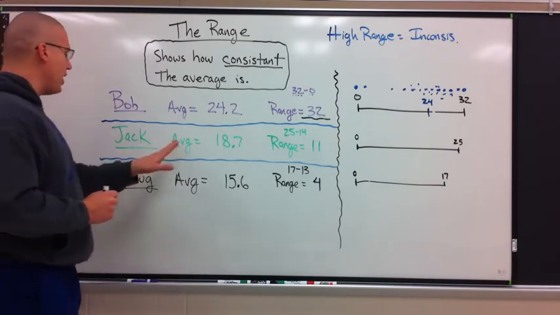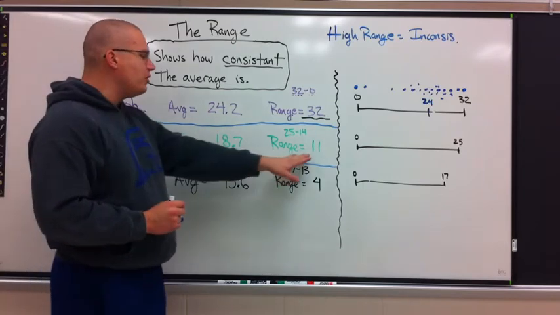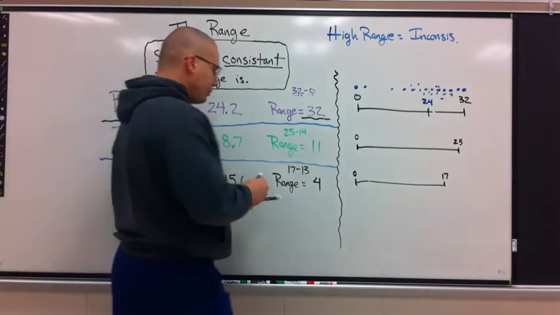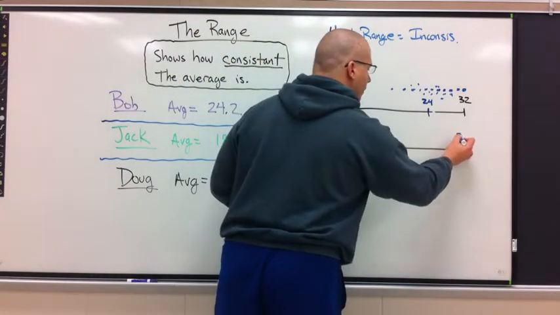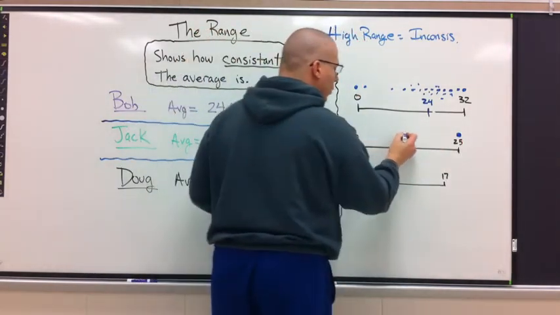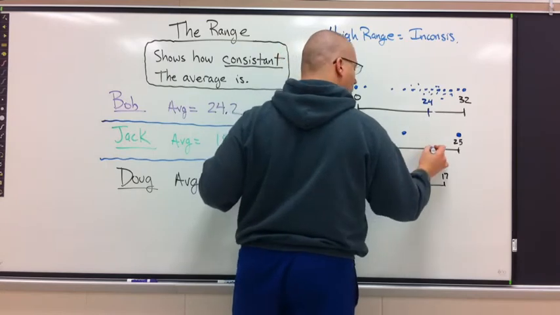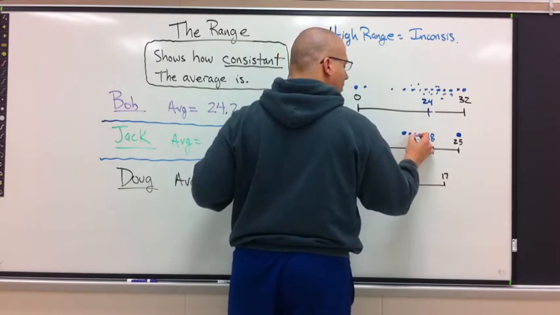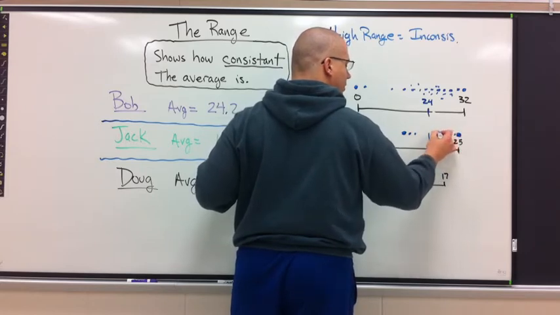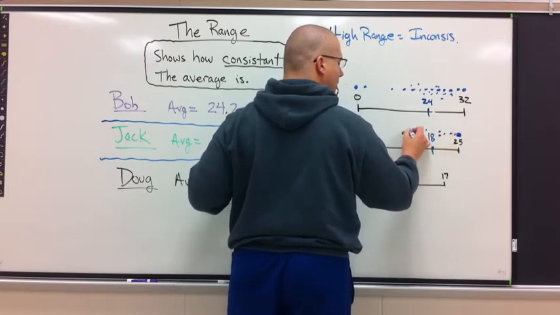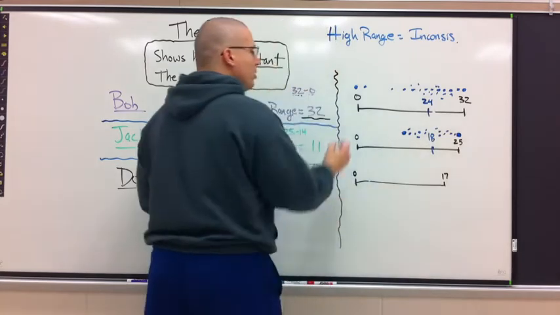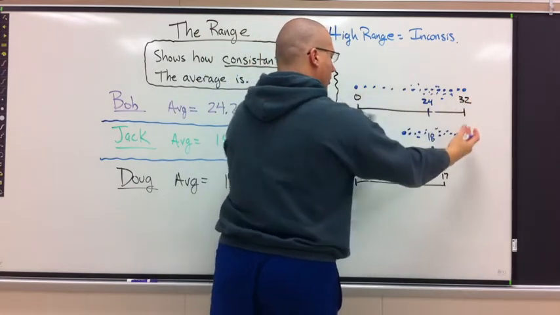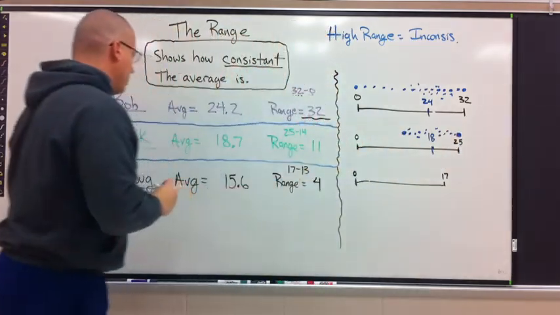Let's take a look at Jack. Jack averages less, but his range is a lot less. 25 minus 14. So Jack's highest was 25. His lowest was only 14. His average is somewhere around 18.7. So that means he's more consistent. More of his points are all around his average. So you look at the bigger picture, Bob was more spread out. Jack is a little more consistent.